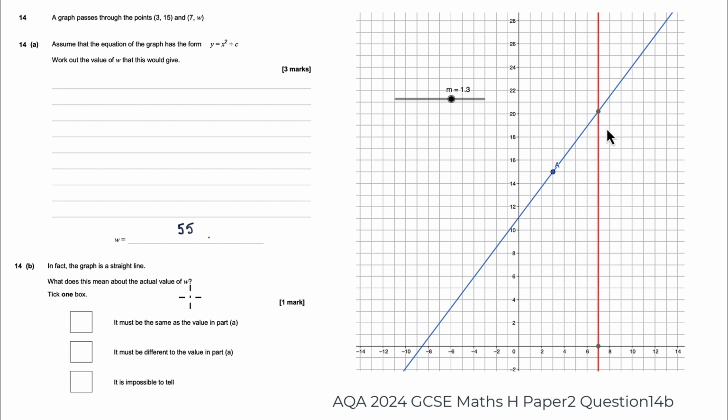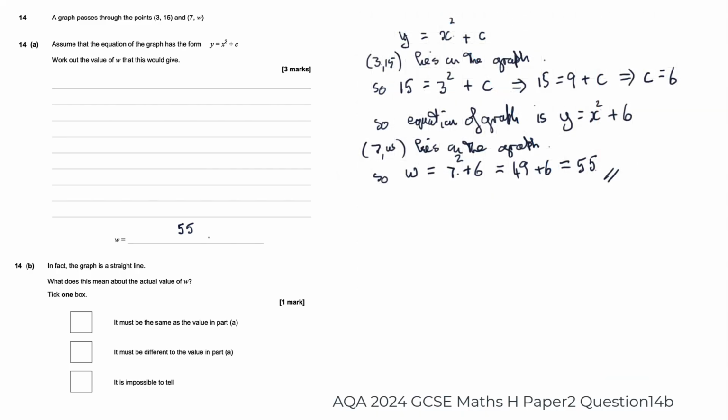Now we were asked in the question to find the point on the straight line that passes through (3, 15) that has an x-coordinate 7. Well, there it is there. However, if I now change the gradient, there's a different point. Let's change the gradient again. There's yet another point. So the value of w, that's the y-coordinate of this point, isn't determined. It could be anything. So it's impossible to tell.